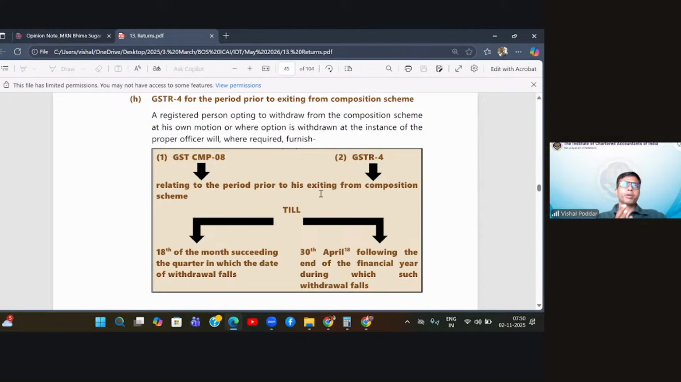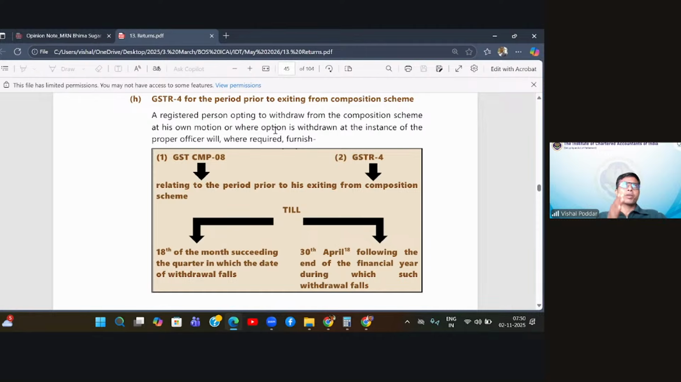See, this will never happen in the other scenario. You cannot switch from regular to composition in the middle of the year, but from composition to regular, you will or you may switch because of the compulsion. Now, this may be done by yourself when you realize that this has happened. Or if you are not doing it yourself, if the officer realizes that you are no more a composition dealer, the officer can withdraw.